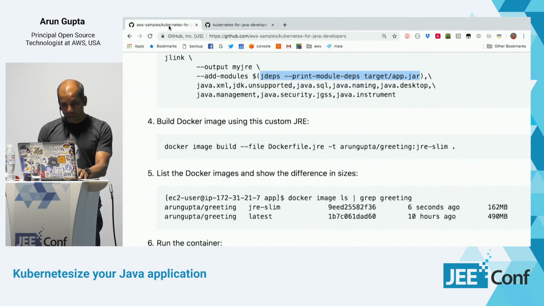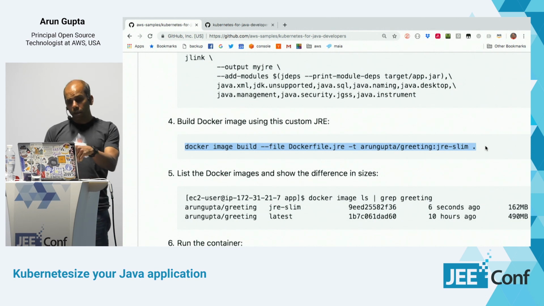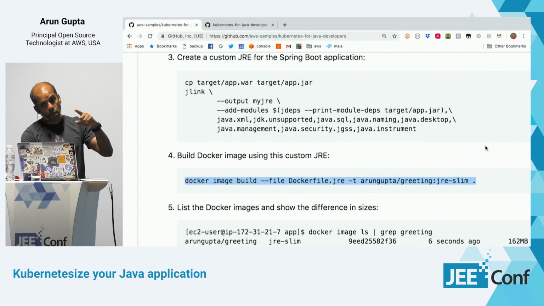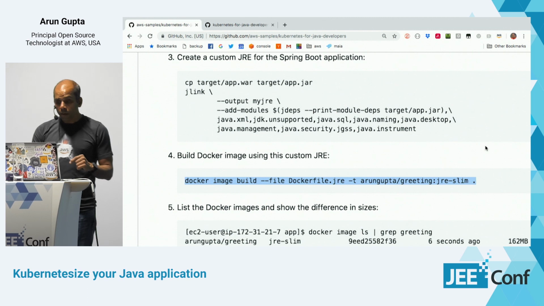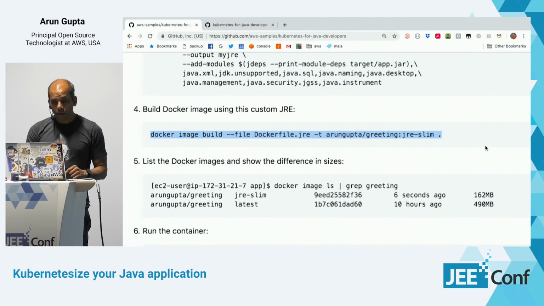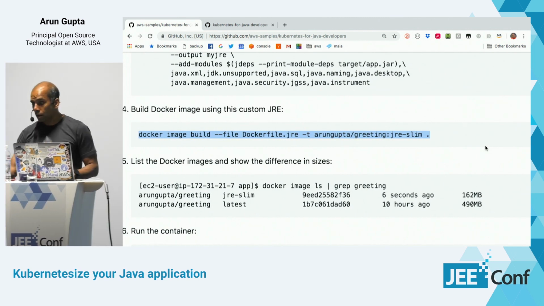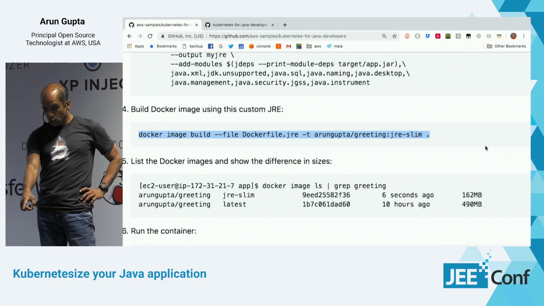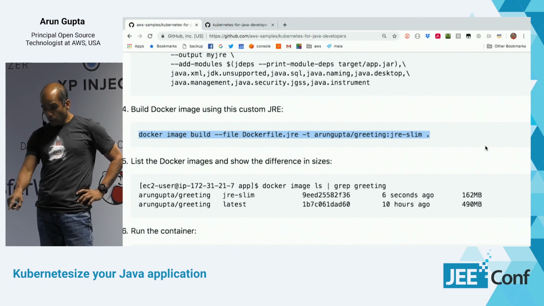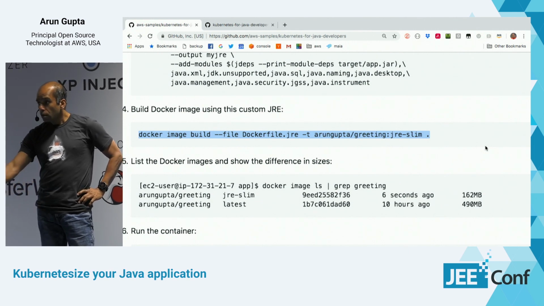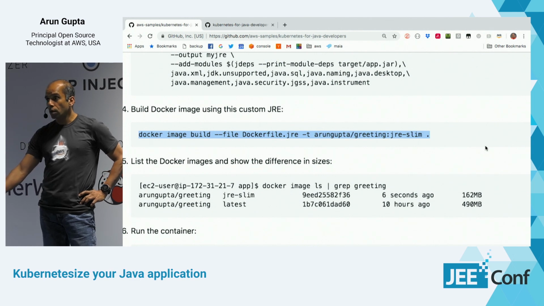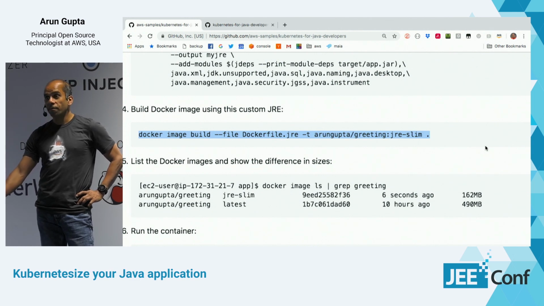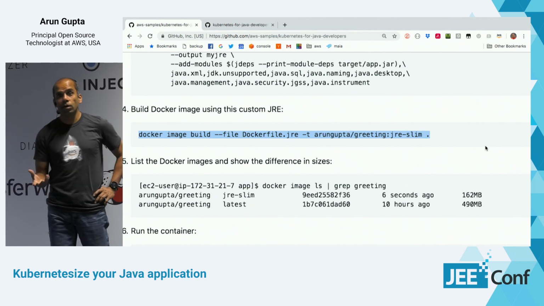And so let's go here. Actually, this command will not work here because I don't have JDK 11 installed on my local machine. But the idea being, if you run it, now you have two images here. The first one is arungupta/greeting, which has a jre-slim tag, and the second one has a latest tag. Look at the size difference on the far right over there. It's less than 1/3. That's the image that I'm looking at here.